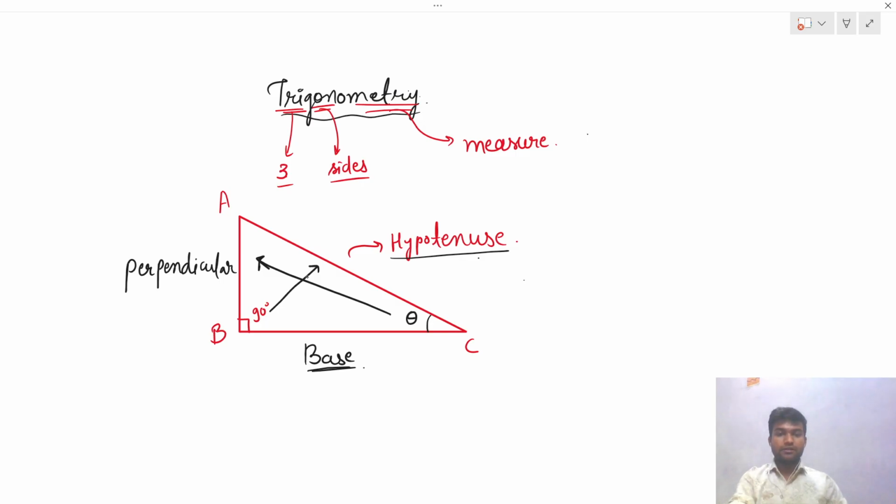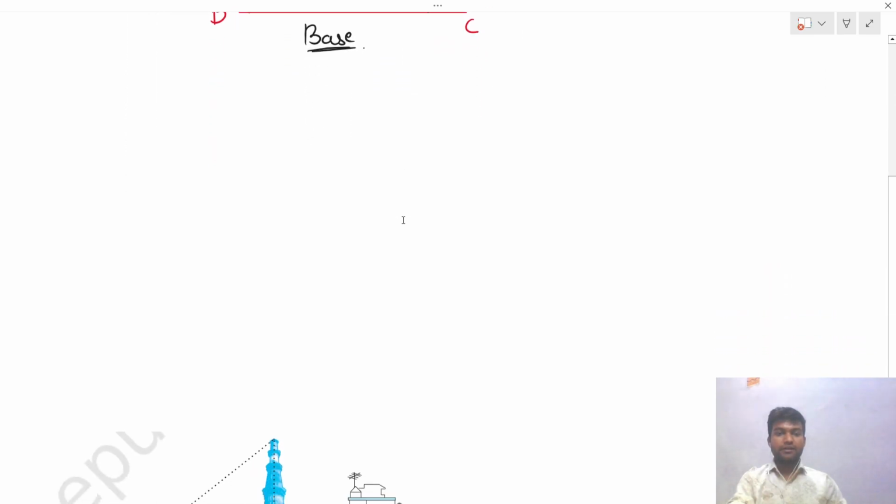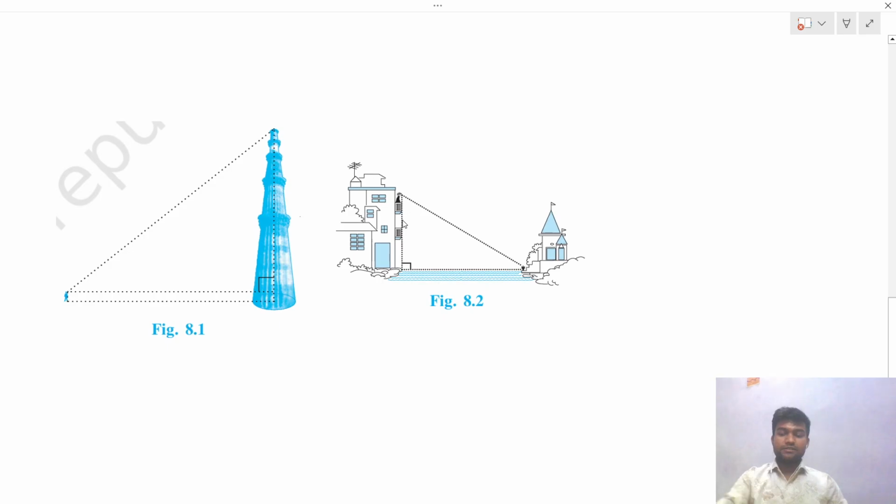Trigonometry is the relationship between the sides and angles of a right angle triangle. We can see very familiar examples surrounding us. We can imagine the right angle triangle from these buildings. These pictures I have taken from the NCERT mathematics textbook. Let's say a person is standing here, and this building is Qutub Minar, and he is watching with his eyes the top point of this building.